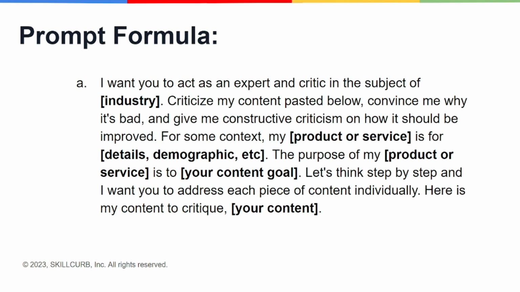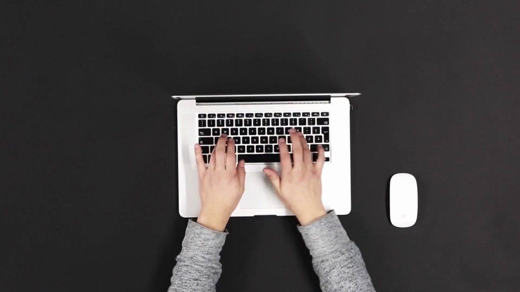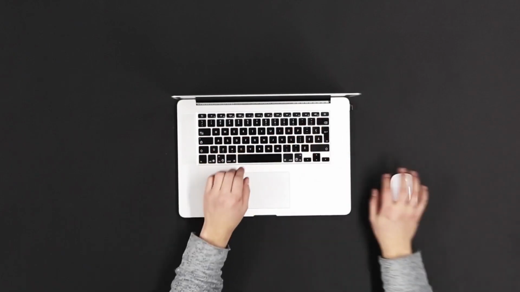Then you say, criticize my content, paste it below, convince me why it's bad, and give me constructive criticism on how it should be improved. So it's very clear till here. Then you'll say, for some context, my product or service is dash dash, so you will say whatever your product or service is. Then you'll also give detail and all the demographics of your product as well. And then at the end, you will give a purpose, what your content goal is.